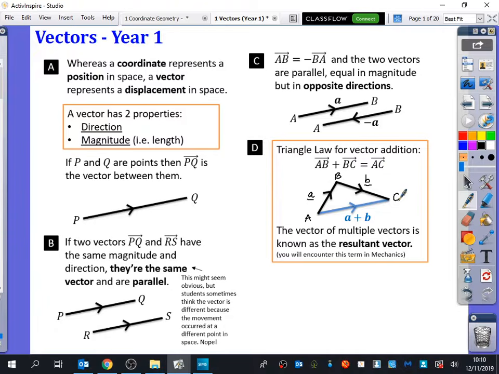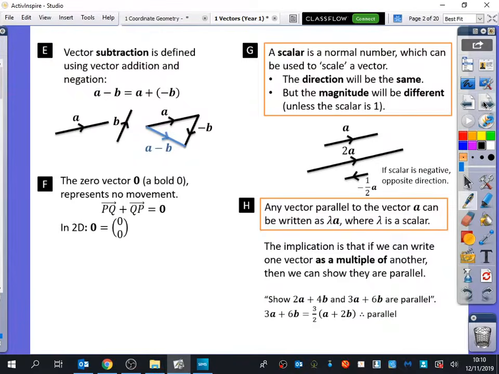And it says here, the sum of multiple vectors is known as the resultant vector, and you will come across this in mechanics. So the resultant vector of a and b is a plus b. It means the result of them being added together. Hopefully these are things that you came across in GCSE, right? These are things that should be quite familiar from GCSE.